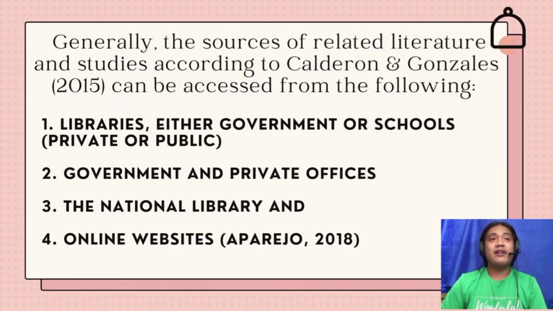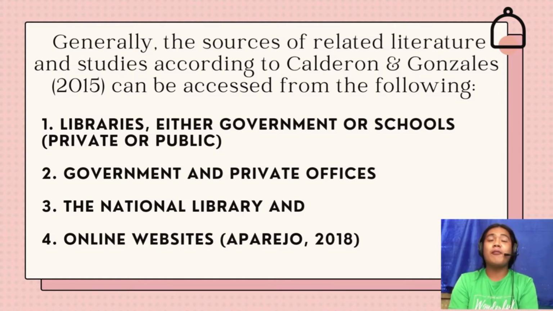Generally, the sources of related literature and studies, according to Calderon and Gonzalez 2015, can be accessed on the following. First, libraries, and it can either be from the government or schools, private or public. Second, government and private offices. Third, the National Library, and then fourth, the online websites, according to Aparejo 2018.